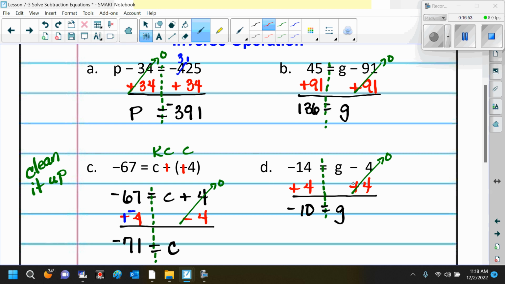Down here for letter D, we're going to cover up that G. That tells us I need to get rid of the negative 4. So, in order to make that negative 4 a 0, we're going to add 4 on both sides. So, now we've got G is equal to negative 10. Over here, because we have different signs, you have to subtract the digits and take the sign of the bigger digit.